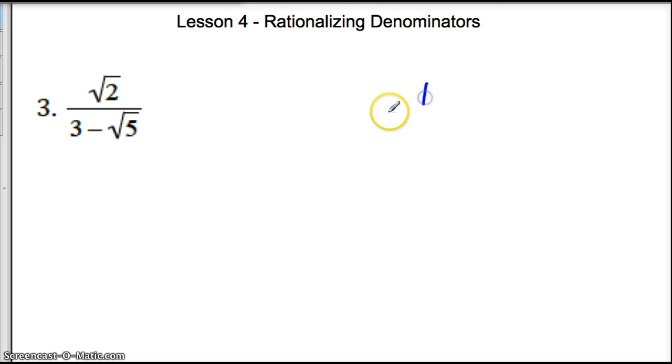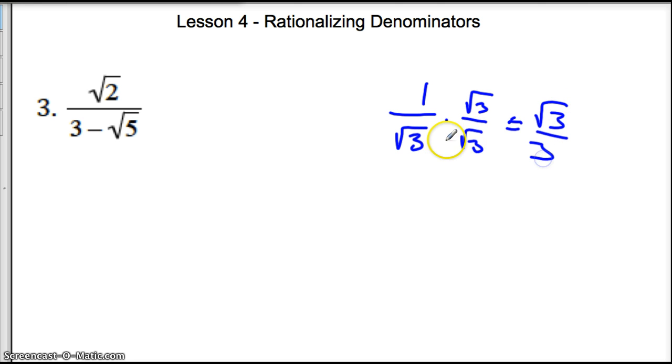If I had 1 over square root 3, I think you guys all know I just multiply by square root 3 over square root 3. Well, that gives me square root 3 over 3. Remember, when I multiply a radical by itself, it goes away.